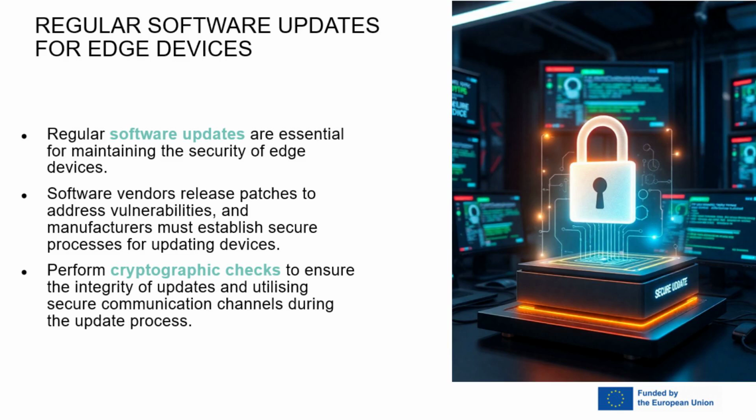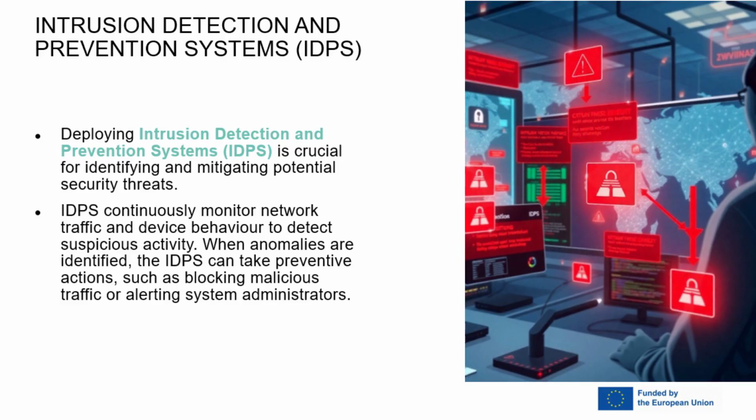Performing regular software updates. Regular software updates are critical for keeping edge devices secure. Software vendors frequently release patches and updates to address vulnerabilities or bugs. Device manufacturers should establish a process for securely updating edge devices with the latest firmware and software updates. This process should include cryptographic checks to ensure the integrity of the updates and utilize secure communication channels for the update process.